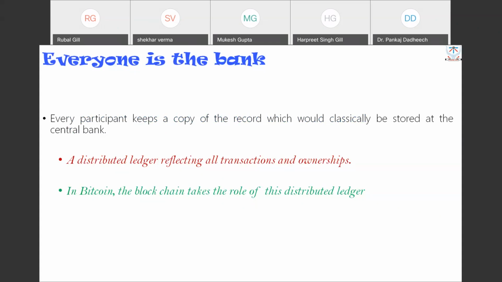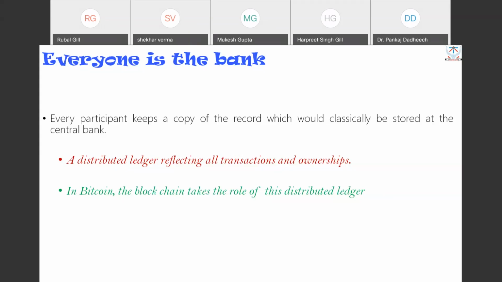So everybody has a copy of the bank, and that is the distributed ledger which reflects all transactions and ownerships. How much money is being spent, or how much is the outflow, inflow of cash, or whatever application you are doing. And the blockchain takes the role of the distributed ledger.